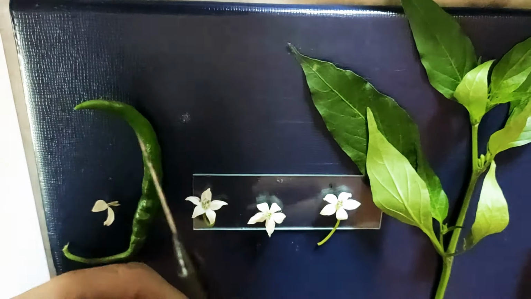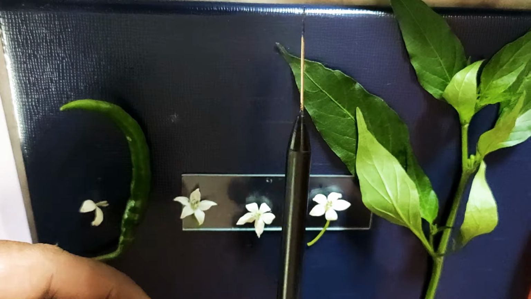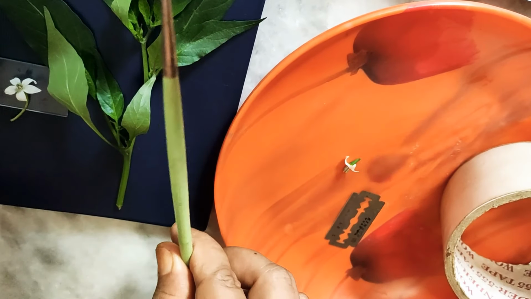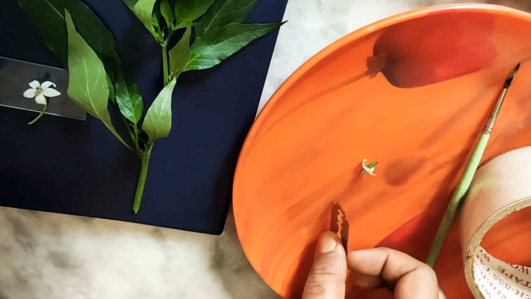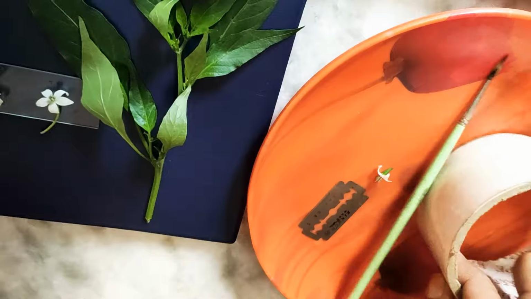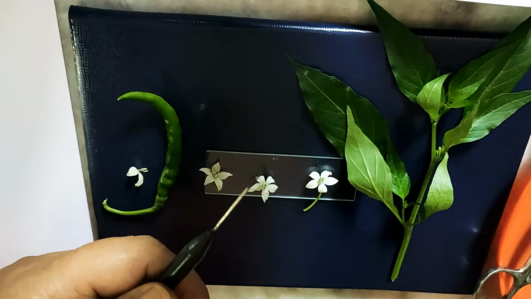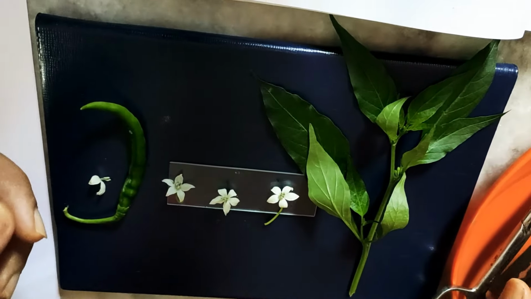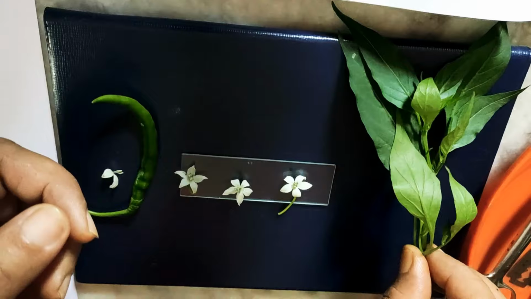And a few things we need. We need one needle, one scissor, a sellotape, sometimes a brush, and a blade. Okay, so these are the primary things which we need, and also we need a paper on which you are later going to display the parts of the flower. So at first we must learn about this chili plant.